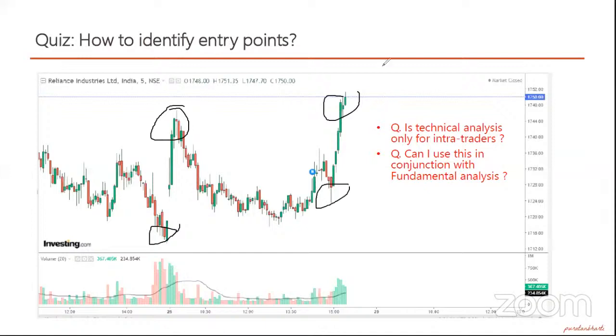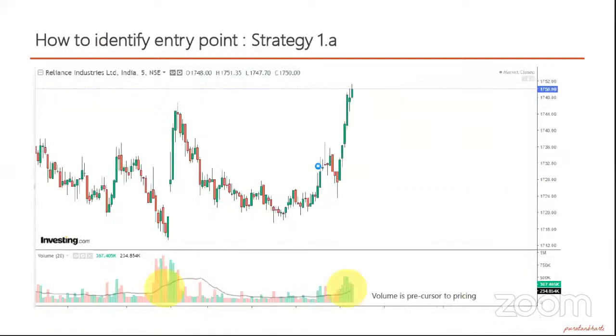So let us go to our next slide and see how we can decide. I will give you a couple of tools and a couple of strategies to decide which point to enter into. All right. So strategy 1.A. Now we are coming to the most important aspect of the presentation, how do I decide when to enter. Let me just use the annotation tool, and this is a volume bar that you see here.